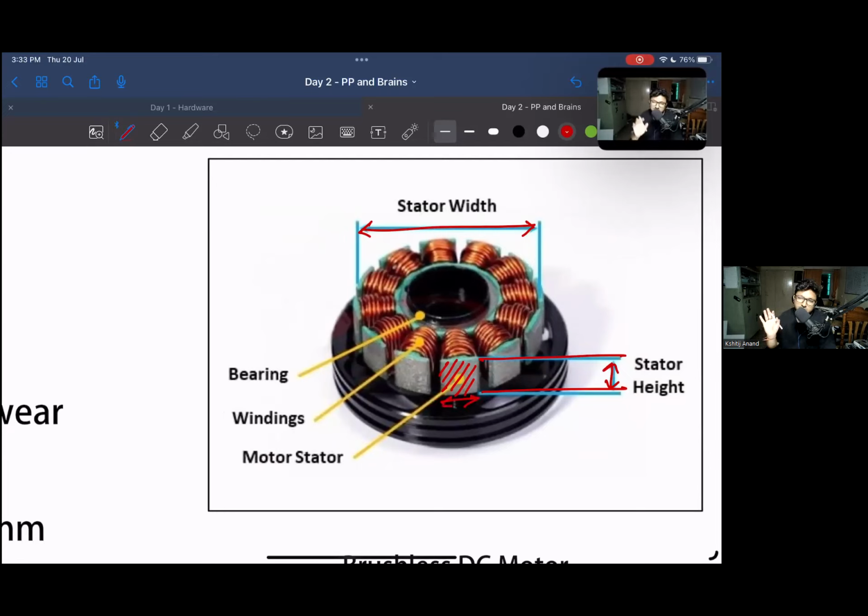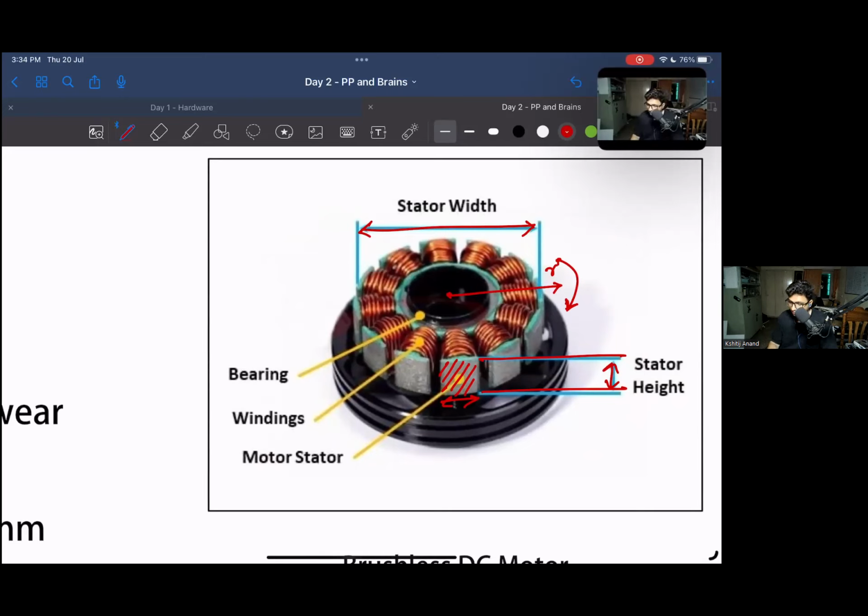So this is roughly constant, dependent upon how many cuts you make in it. But then that area, okay? And then stator width is basically the radius arm. So you have the rotor moving outside. So stator width is going to decide how much torque you are going to get.